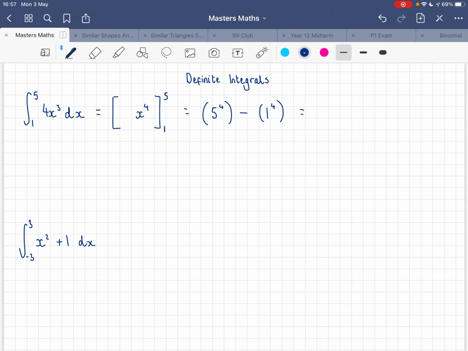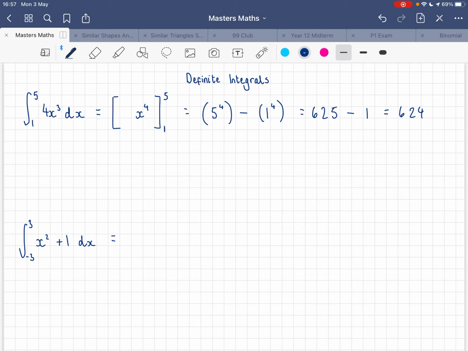But anyway, 5 to the power of 4 is 625, minus 1 is 624. So that is the value of the integral of 4x cubed evaluated between 5 and 1: 624. That's it. That's all you need to do. Let's have a look at the next one.